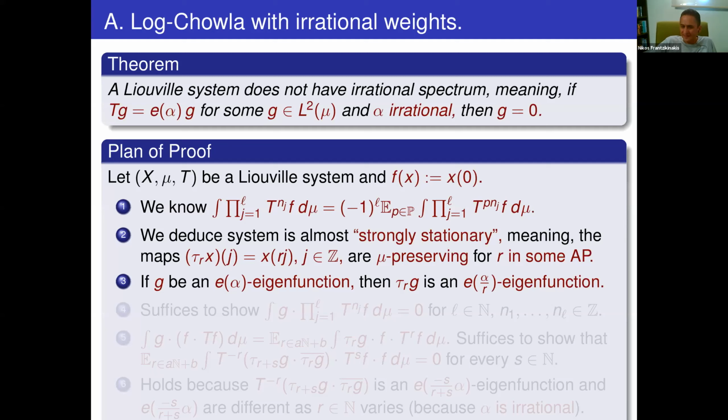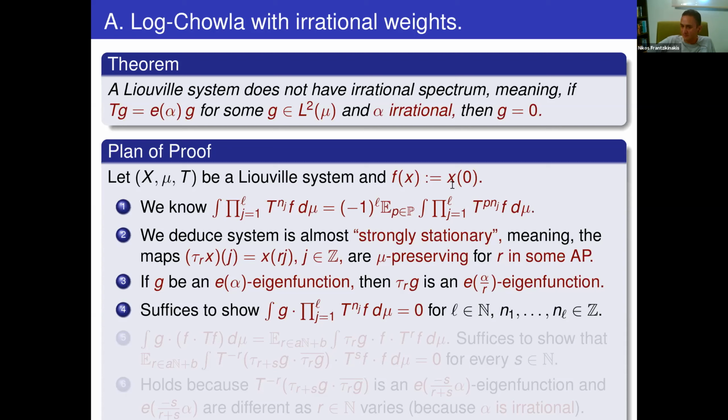Now this is a strange thing, because e to the alpha r for alpha irrational is going to change. So this will produce mutually orthogonal functions. This starts to become a little bit strange for irrational values. So let's say if we want to show that G is zero, it suffices to show that it's orthogonal to all products of iterates of this function f.